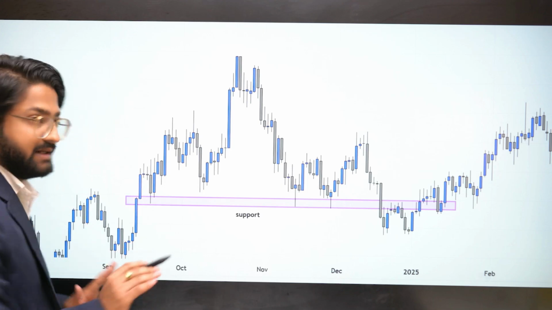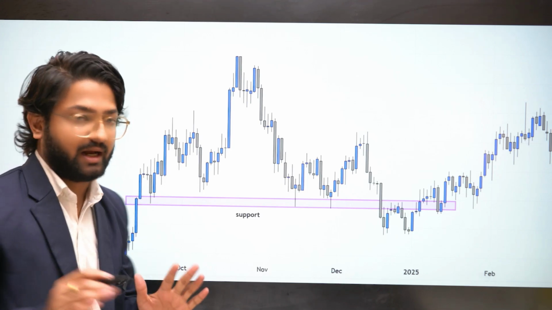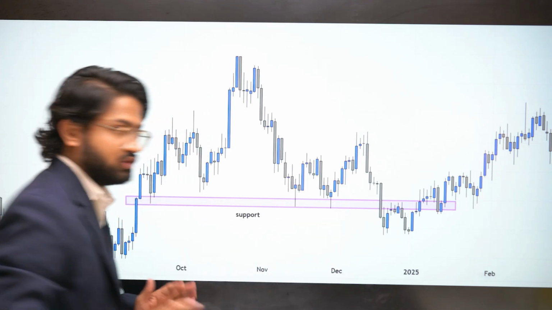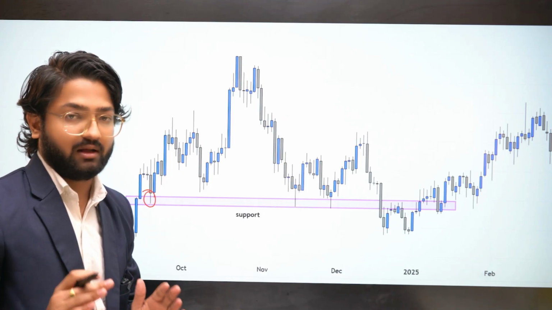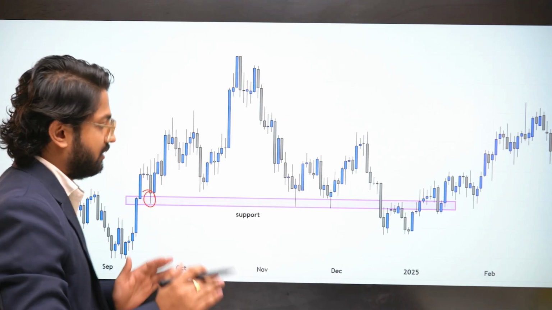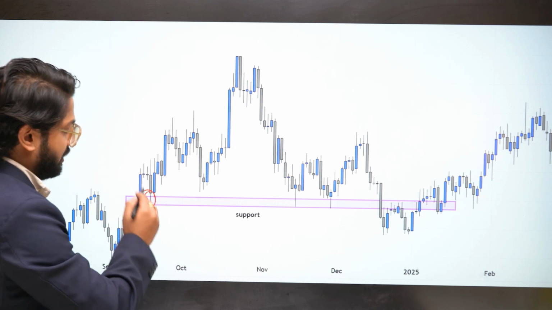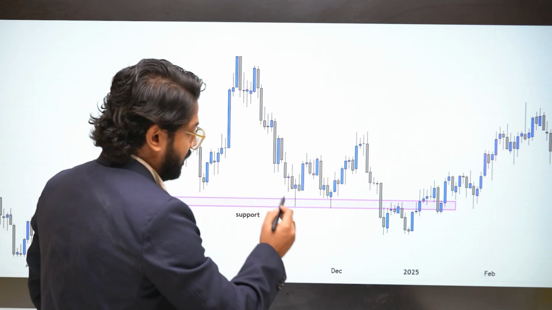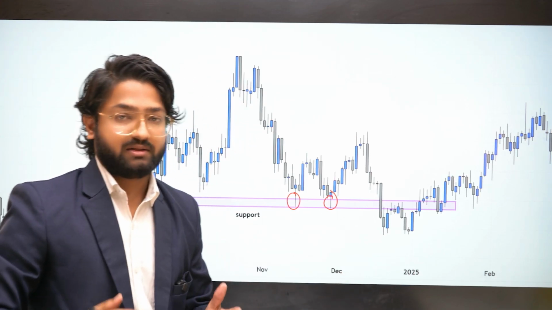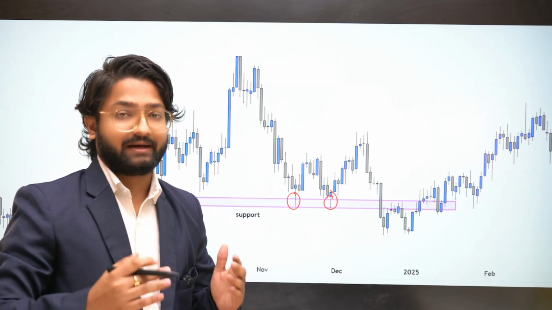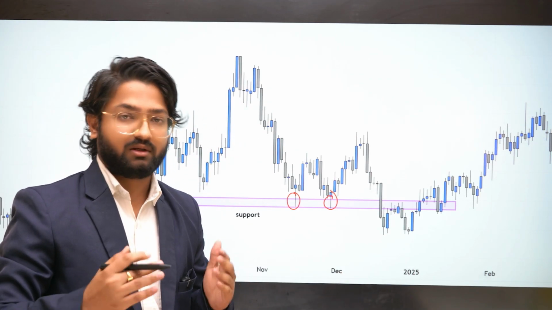Okay, so here is the example. For example, what the retailers will think is that this is a support zone, so they will be buying at this zone, right? So you are a retail trader, so you will be thinking to buy an instrument or an asset at this support level, and again you will be looking to buy at this zone, right? So what actually happens in reality is that the market will reverse after taking the liquidity of the support zone.